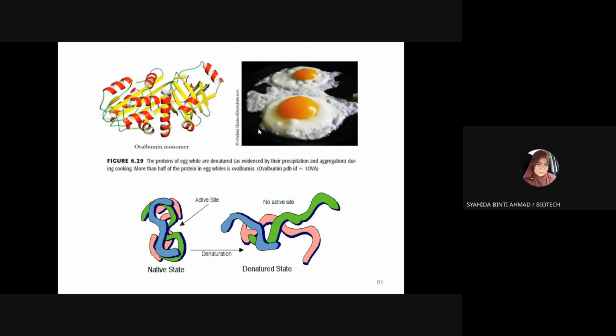So you can see an example. This is irreversible. If you do cooking on the protein, we know that egg white has high protein content. We call it ovalbumin. If you heat or cook it, you cause the protein to be denatured. You can see the protein now becomes precipitate, right? So it has lost its function already. Okay.